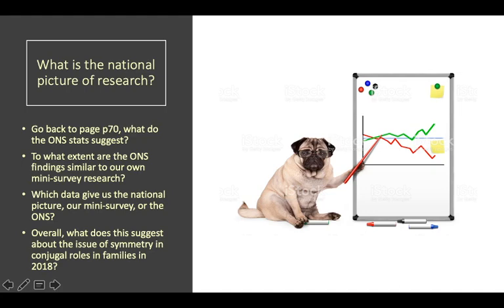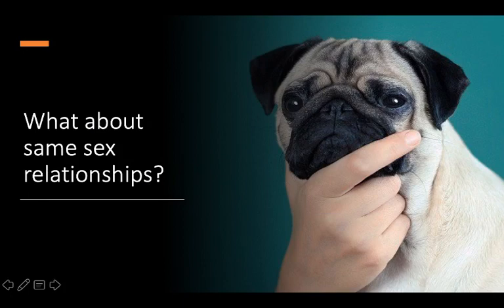Overall, what does this suggest about the issue of symmetry in conjugal roles in families in 2018? I think it suggests that we are heading towards symmetry. Whilst you still have single parent households, you won't get that. But if you get mixed gender households where both parents are working, I fully believe that this is where we're heading, to a time of symmetry.